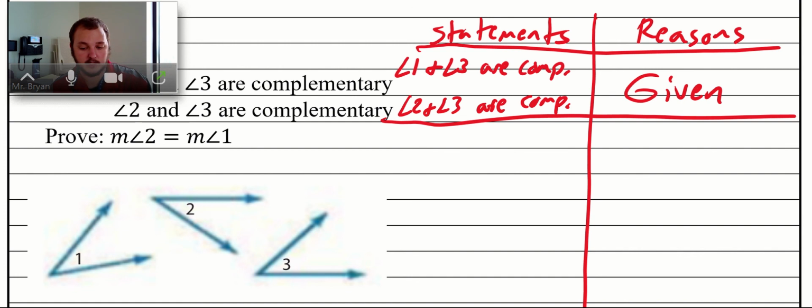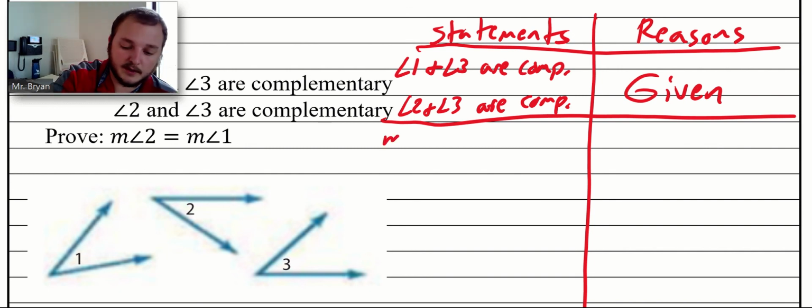If I look at this and I say angle 1 and angle 3 are complementary, what do you know? What is information that you could tell me from that? Well, we know the definition of complementary says that they add up to 90. So that's my next statement, and that's what I'm going to say: measure of angle 1 plus measure of angle 3 equals 90 degrees.